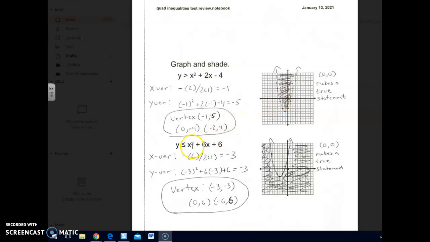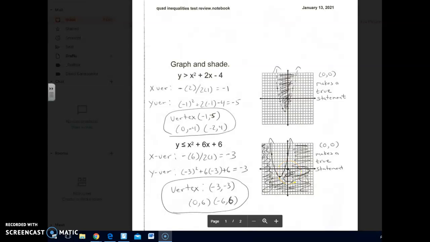The second one, find our vertex the same, negative 6 over 2 times 1 is negative 3, and I plug it in for x, negative 3 squared plus 6 times negative 3 plus 6 is negative 3. My vertex is negative 3, negative 3, which means my y-intercept is 0, 6. I went over 3 to get to that 6. Since I went right 3, I got to go left 3, and I'm at the same level, so 0, 6, and negative 6, 6 are my 2 points. Solid line because it's less than or equal to.